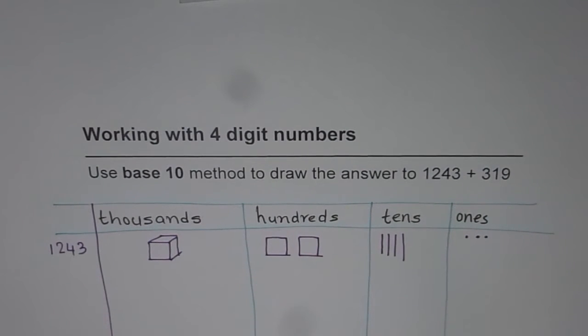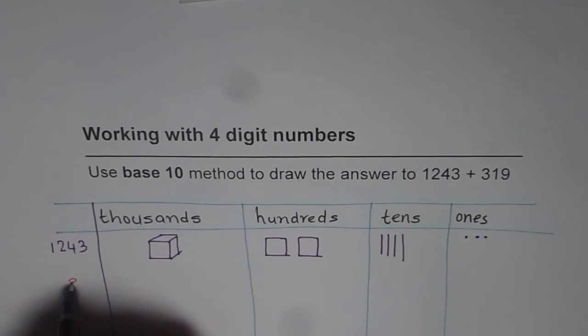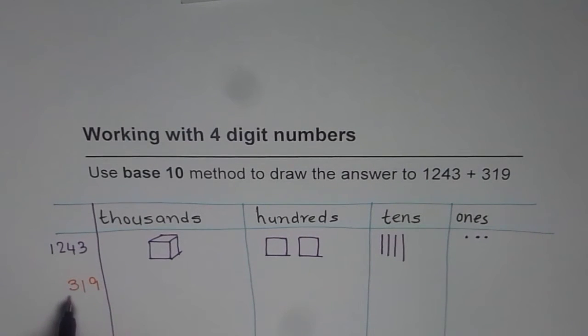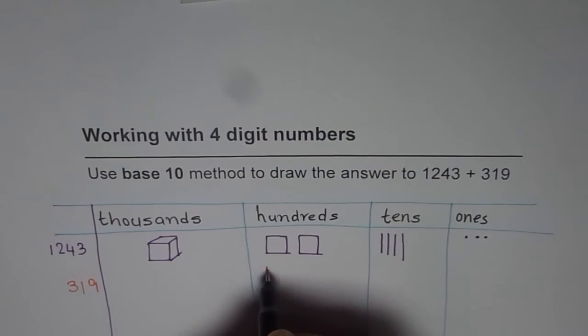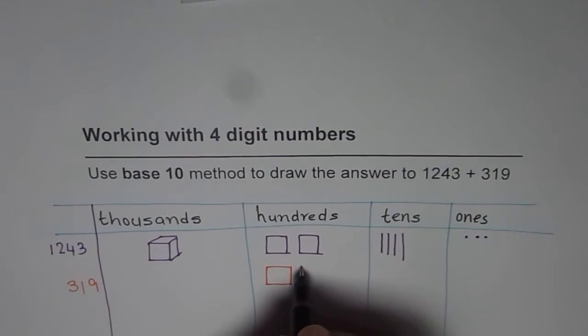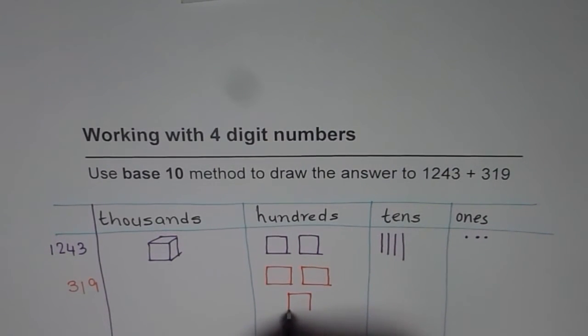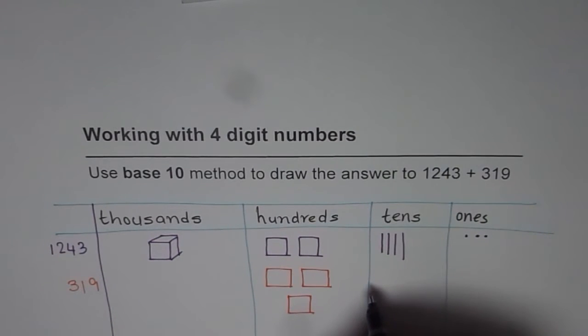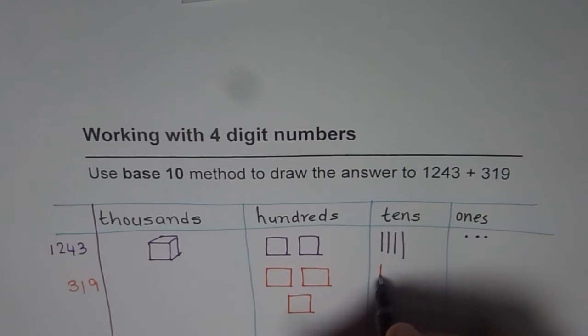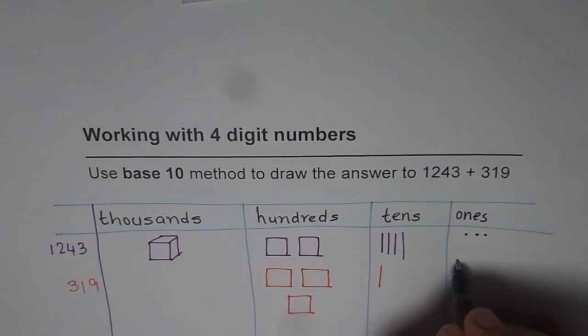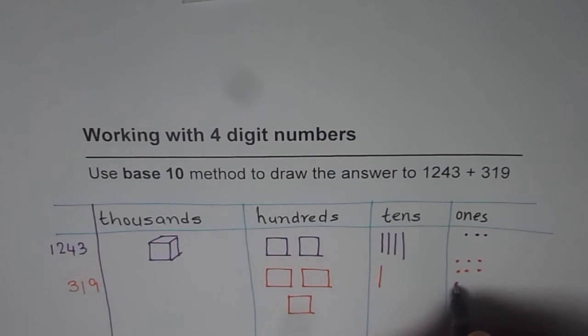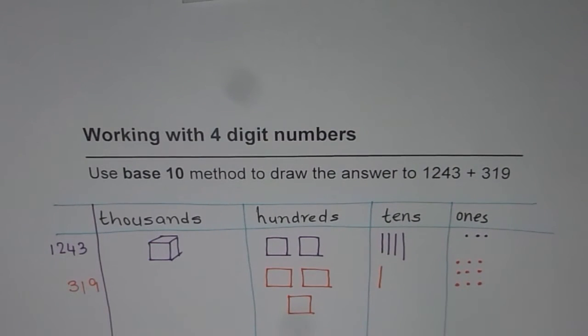Now let us represent 319 also. So 319, so it is 300, 1 ten and 9 ones. 300 means we'll draw 3 squares. So we have 3 squares here. 100, 10, so 1 line. 9 ones, so let's draw 9 ones. 1, 2, 3, 4, 5, 6, 7, 8, 9. 9 ones.